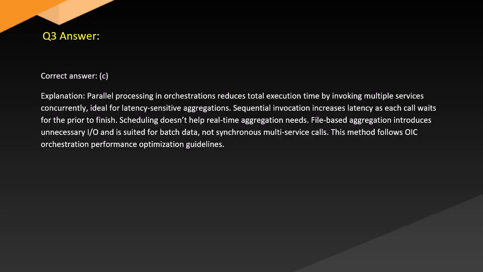Parallel processing in orchestrations reduces total execution time by invoking multiple services concurrently, ideal for latency-sensitive aggregations. Sequential invocation increases latency as each call waits for the prior to finish. Scheduling doesn't help real-time aggregation needs. File-based aggregation introduces unnecessary I/O and is suited for batch data, not synchronous multi-service calls. The method follows OIC orchestration performance optimization guidelines.